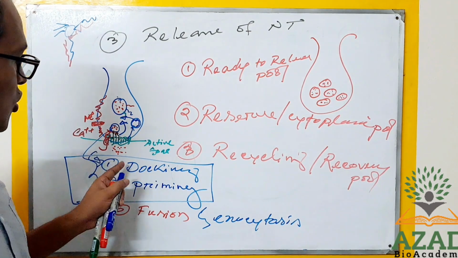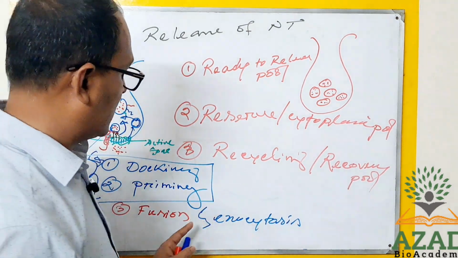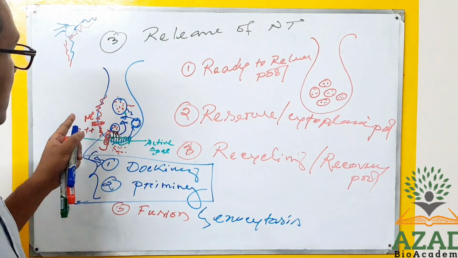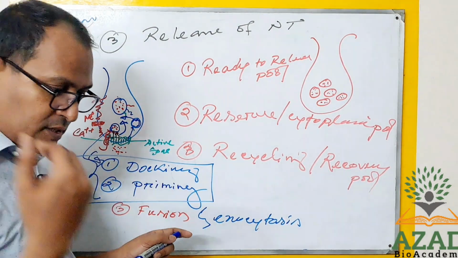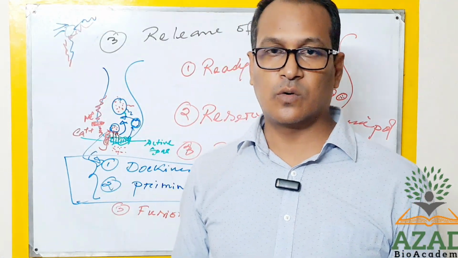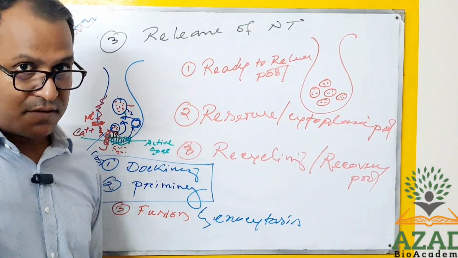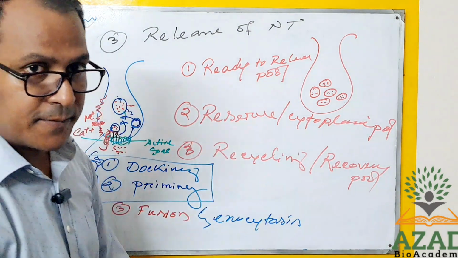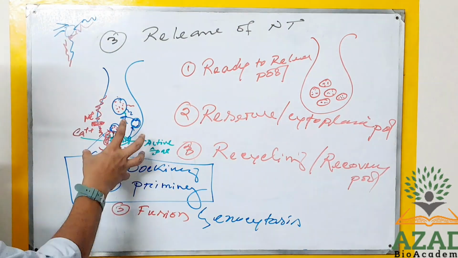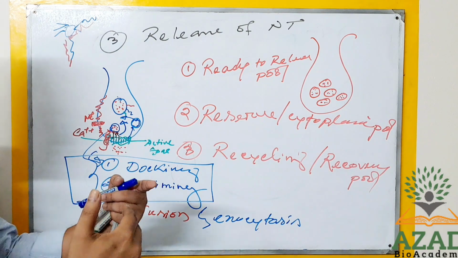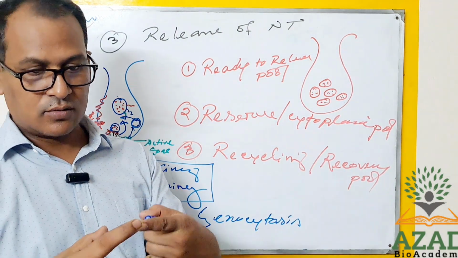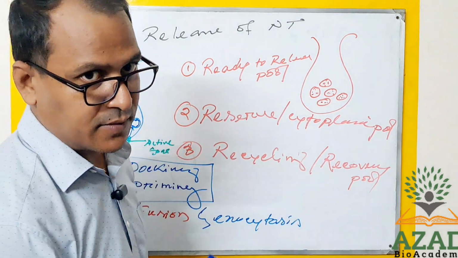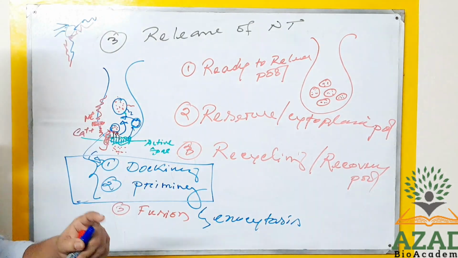Simply I'll say docking, priming and fusion, and finally the name is exocytosis. Basically, the action potential depolarization current plays an important role in the final fusion of the vesicle and the membrane. On the molecular level, what proteins are there, how they interact with each other, how they make the conformational change and open up the membrane, I will explain in a separate video. So stay with me.